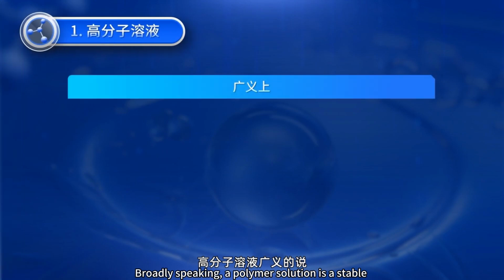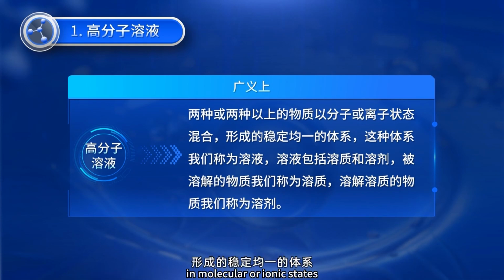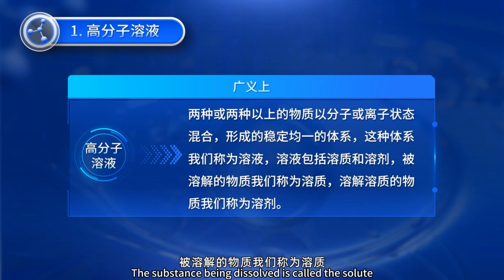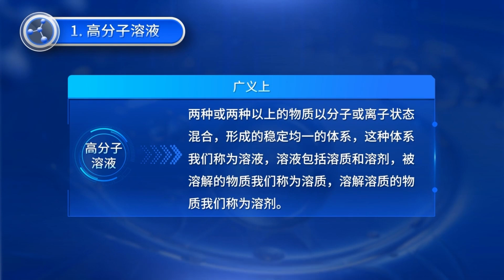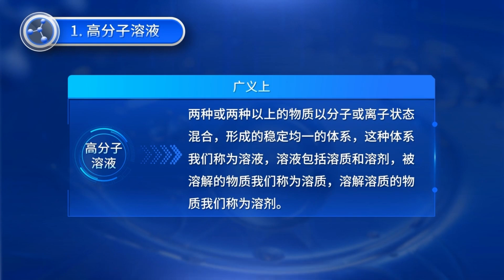Broadly speaking, a polymer solution is a stable and homogeneous system formed by mixing two or more substances in molecular or ionic states. Such a system is referred to as a solution. A solution consists of a solute and a solvent. The substance being dissolved is called the solute. The substance that dissolves the solute is called the solvent.